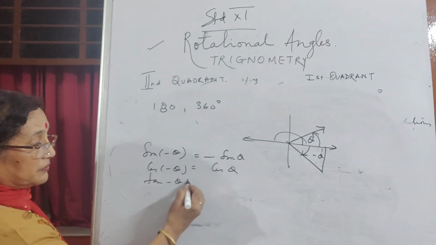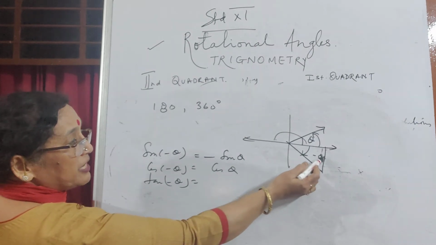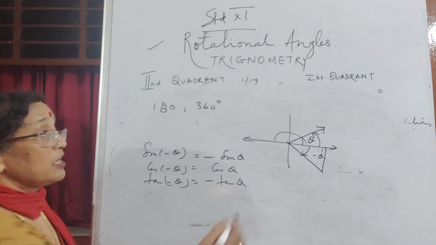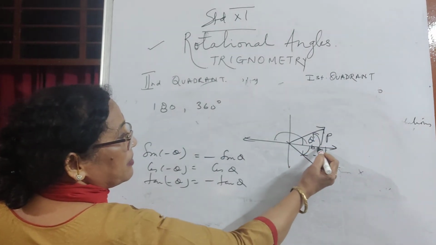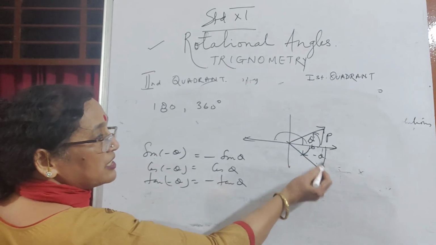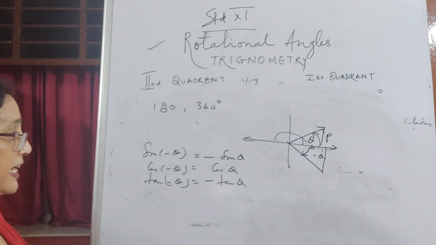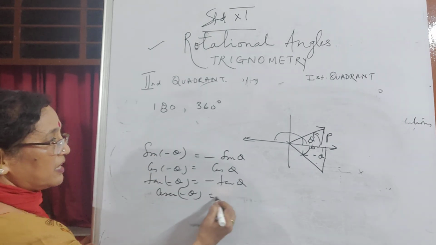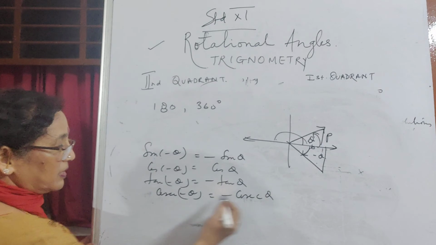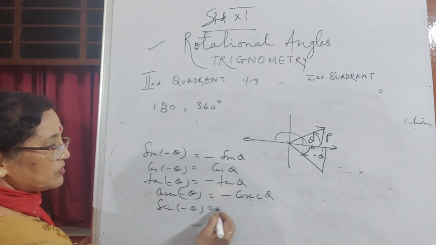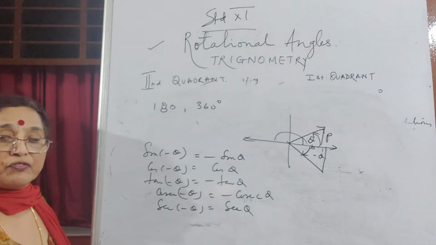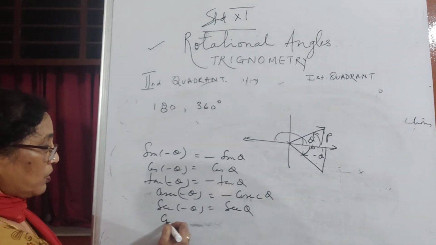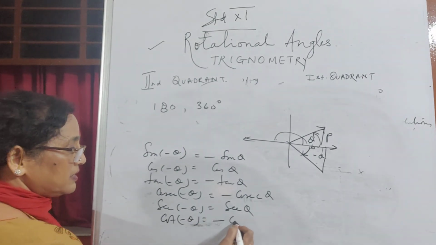Tan of minus theta is minus p by b, so negative. So minus tan theta. Because p by b is tan theta, and here tan of minus theta is minus p by b, so it's negative of tan theta. Similarly, cosec of minus theta is minus cosec theta, and sec of minus theta is same as cos. Remember always, out of the 6, 2 will be positive and the remaining 4 will be negative. And cot of minus theta is minus cot.